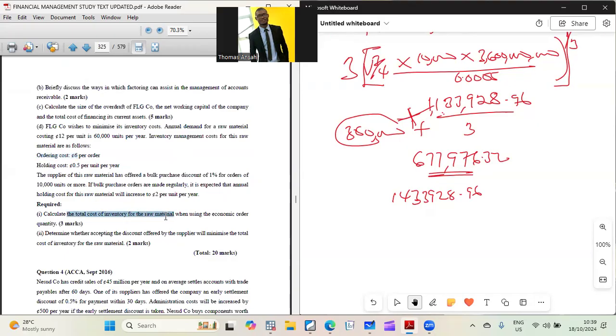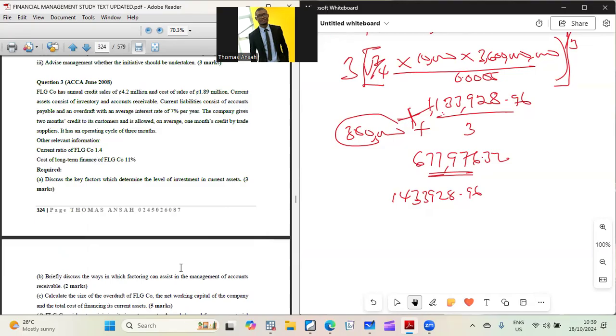Calculate the cost of inventory of raw material using economic order quantity. Determine whether they should accept a discount. We did the discount stuff, if you remember. So don't be lackadaisical about it. These are the questions left to be answered. They can be lifted and you may find yourself wanting. So make sure you go through them.